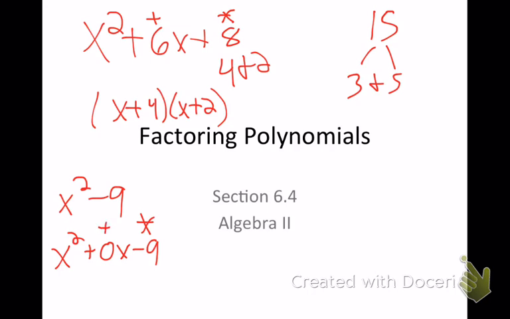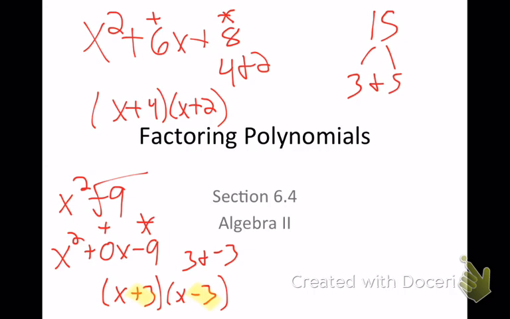Somebody said it. Yeah, 3 and negative 3. So it's really going to say x plus 3 and x minus 3. Now it's called a difference of squares because it's like saying the square root of 9, but it's positive and negative. So it's a difference of squares. That's where that comes from. You'll see a lot of those today.